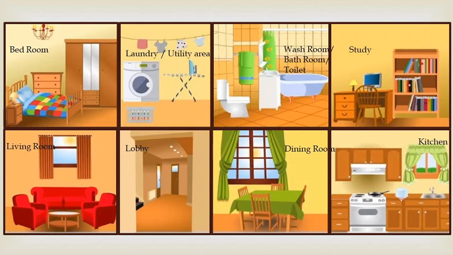This is laundry or the utility area which is used for washing and cleaning. This is your dining room, as you could see the dining table and the chairs. This is your kitchen with all the kitchen accessories. This is your study with all your books and computer. And this would be your washroom or bathroom or toilet. Nowadays, the better word for this is washroom.